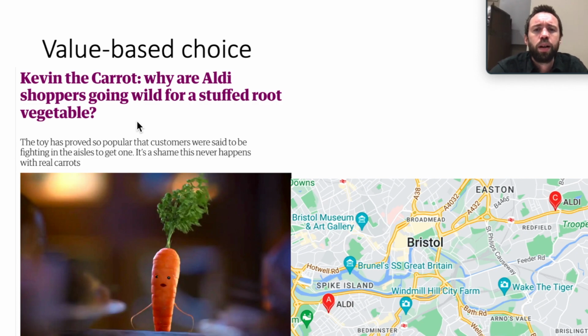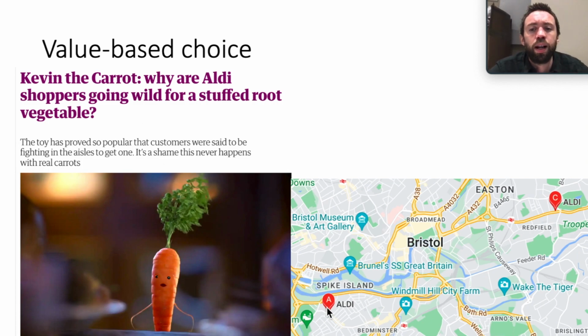So imagine the situation that you are an English person and you are desperate for your Kevin, the carrot stuffed toys, and each day you want to try and go and buy as many Kevins as you can, but you only have time to go to one Aldi.